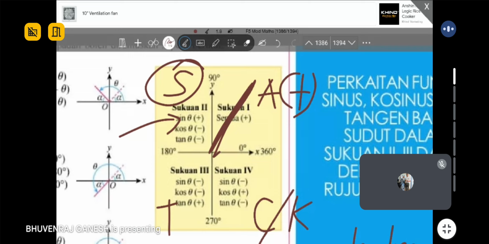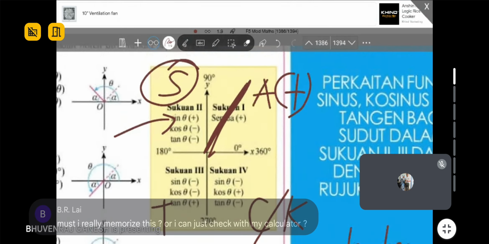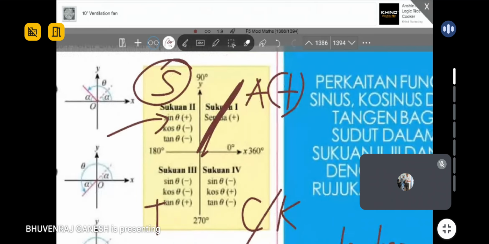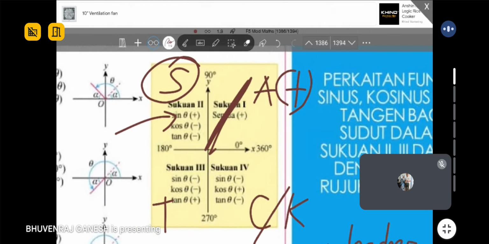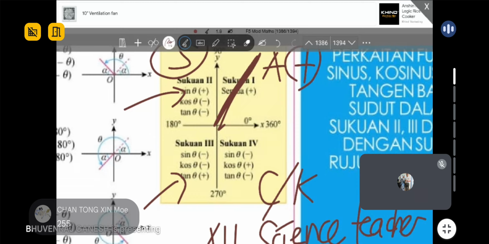S means sine positive. Okay, untuk quadrant, let me think and see. It's better if you memorize because it will be more time consuming if you check with calculator. So yes, better memorize. So for third quadrant, tangent positive. Guys, can you all give me an angle in the third quadrant? Satu sudut dalam kuadran ketiga. Anyone? Can anyone suggest to me? Okay, 255 correct.